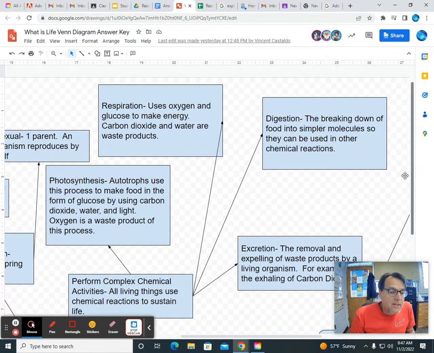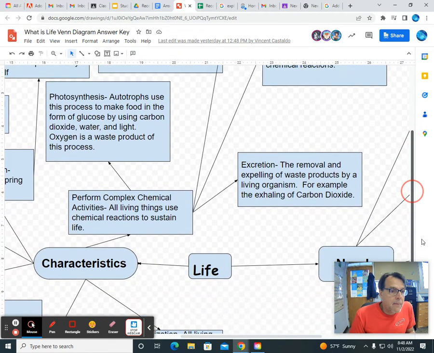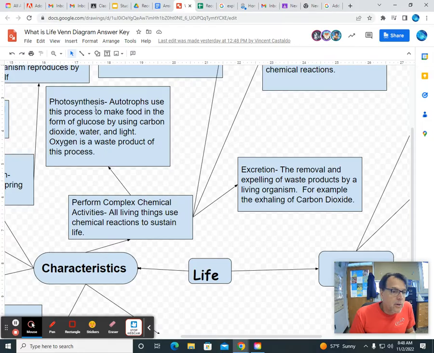Another example of complex chemical activity is respiration, using oxygen and glucose to make energy. Use oxygen and glucose, you form ATP, which is adenosine triphosphate, which is cellular energy. And in the process, carbon dioxide and water are produced. Carbon dioxide is poison, so it's released, and water is reused by the body because it's such an important inorganic compound.